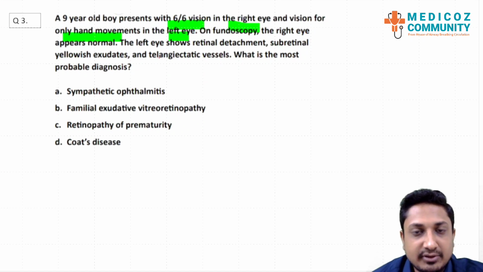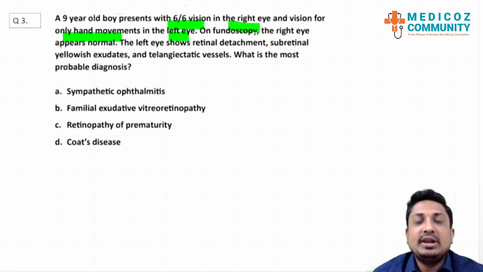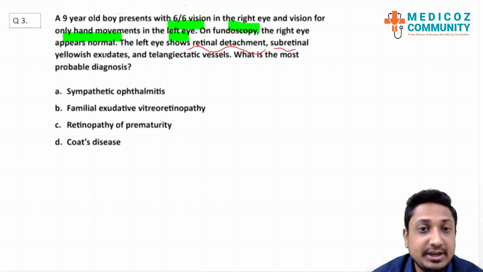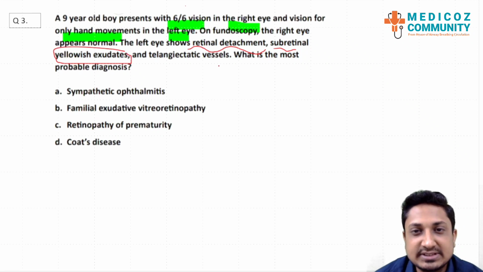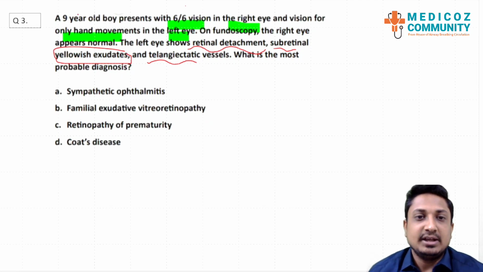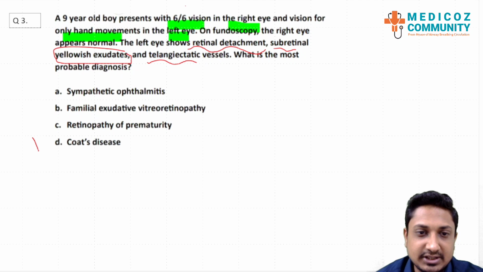Okay, let's see what we have been given here. The vision is 6/6 in one eye and the other eye is completely affected, that is, vision is hand movements. On fundoscopy, the good eye is normal, while the left eye is showing an RD, that is retinal detachment, along with subretinal yellowish exudates. And how are the vessels, that is the vasculature? It is telangiectatic. Sometimes in such patients you can see a yellowish glow on the dilated examination. And where is the yellow glow seen? It is in Coates disease. So the answer here is Coates disease.